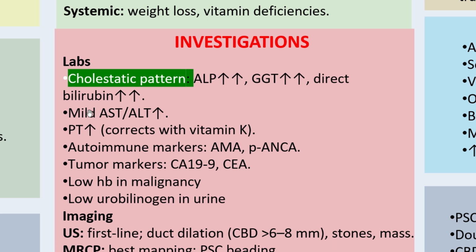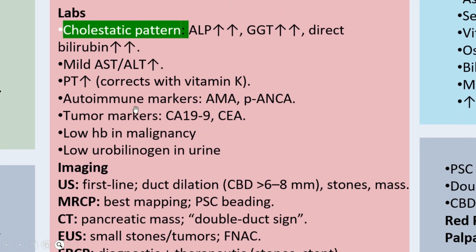But the prothrombin time is going to increase, and most of the time we correct this with vitamin K. We can also check for autoimmune markers for the autoimmune conditions we looked at, like biliary cirrhosis. We can do tumor markers like CA 19-9, which is the one for the pancreas.